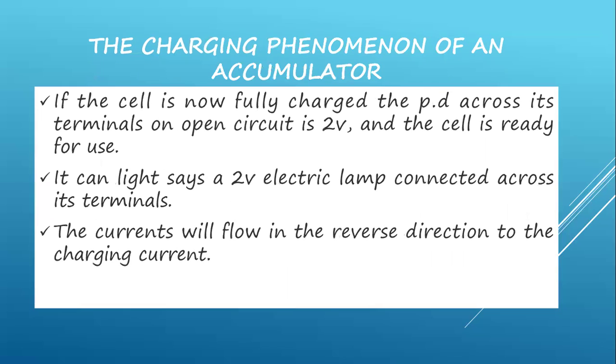Now, if the cell is fully charged, the potential difference (PD) across its terminals on open circuit is 2 volts, and the cell is ready for use. So that's how it is after being fully charged. Now it can light, say, a 2-volt electric lamp connected across its terminals, and the current will flow in the reverse direction to the charging current.